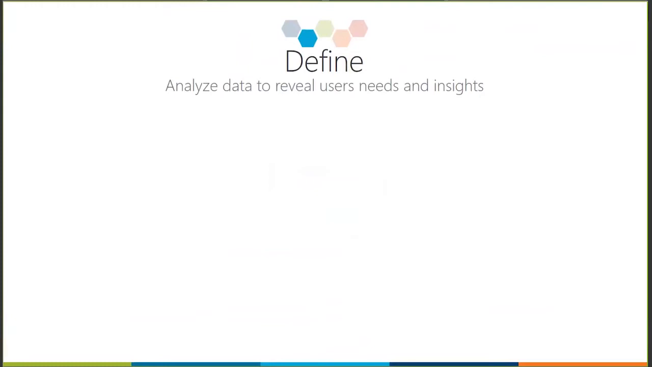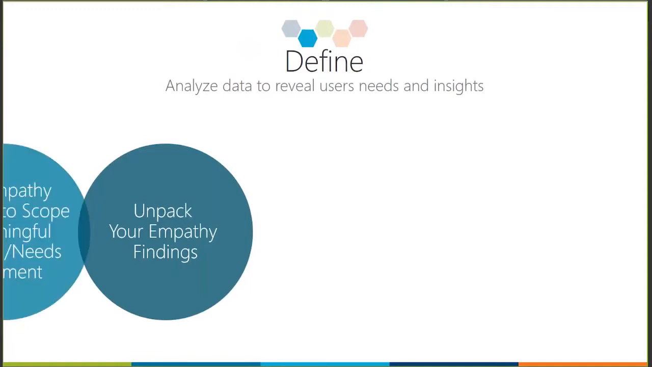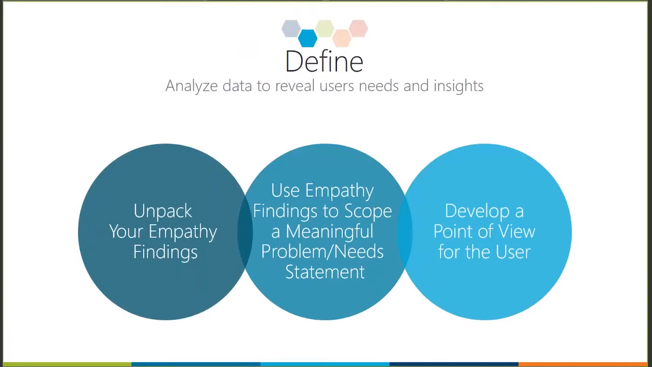And so in the define phase here, we're looking to analyze the data that we've just uncovered through our empathy research to help reveal the user's needs and insights. And so there are 3 activities that happen. 1, we unpack our empathy findings. We then use our empathy findings to help scope a meaningful problem or needs statement. And then we help to develop a point of view for the user based on what we've learned about them.